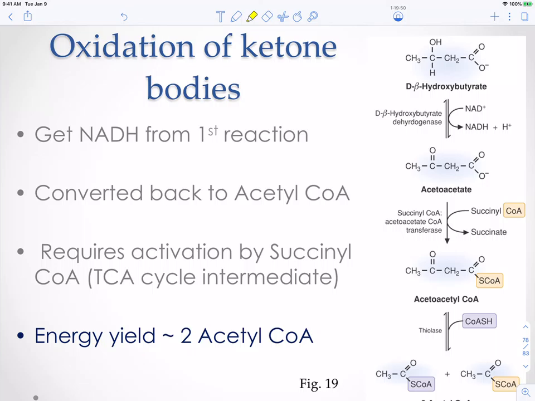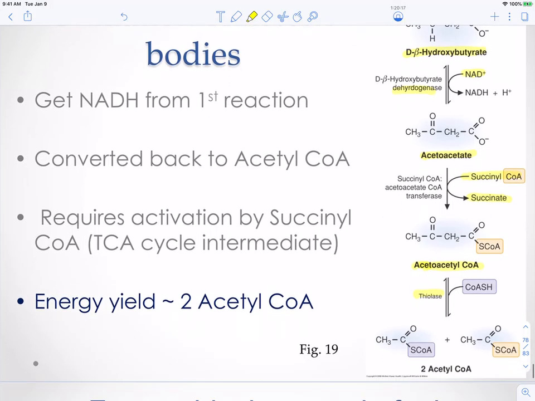So this is basically the oxidation of ketone bodies. You have our beta hydroxybutyrate here, and we have a dehydrogenase which uses NAD, and this will generate acetoacetate. And then you have a succinyl-CoA, acetoacetate-CoA transferase, and this is going to take succinyl-CoA and generate succinate, and also acetoacetyl-CoA. And then through a thiolase, you're going to generate those two acetyl-CoAs. They're going to be able to enter the TCA cycle, and you're going to have energy.